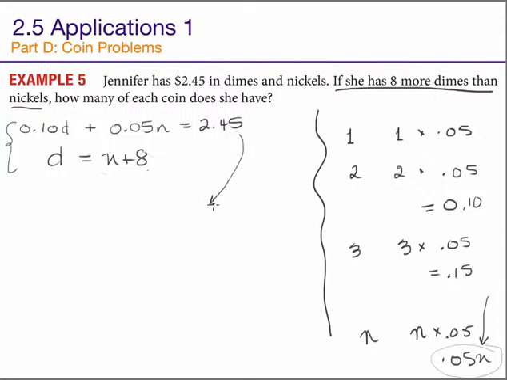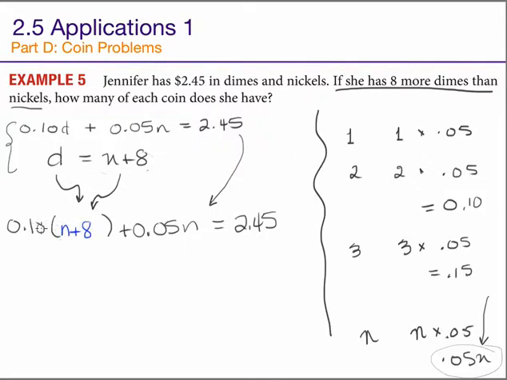So let's take this sentence down here and rewrite it. 0.10 D plus 0.05 n equals 2.45. But instead of writing D, I'm going to replace it with n plus 8. I've done this with any of the previous problems, because replacing one of the variables with its other value means that my sentence now only has one letter in it. Up here I had two different variables in this sentence. I can't solve that for either one. But if I replace one variable with its value in terms of the other variable, then my new sentence only has one letter in it, in this case n. So now I can use all the techniques from Chapter 1 and the beginning of Chapter 2 to solve this equation.